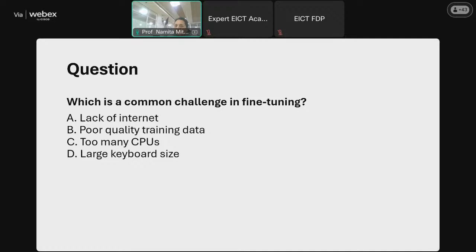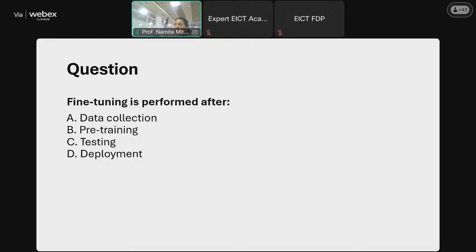Is it something related with the internet? No, nothing. Poor quality training data, which is common challenge in fine tuning. Too many CPUs or GPUs, large keyboard size, all are incorrect except poor quality training data. If we don't have the good quality training data, then it may not lead to the accurate answers. Now, next question. Please answer it.